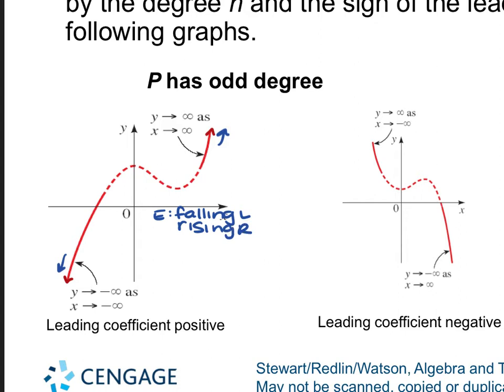To put this in end behavior notation, look at what they give you. As x goes to negative infinity, where are we going with y? Y goes to negative infinity because it's going down. And as x goes to positive infinity, y goes where? Well, it's going up, so it goes to positive infinity.